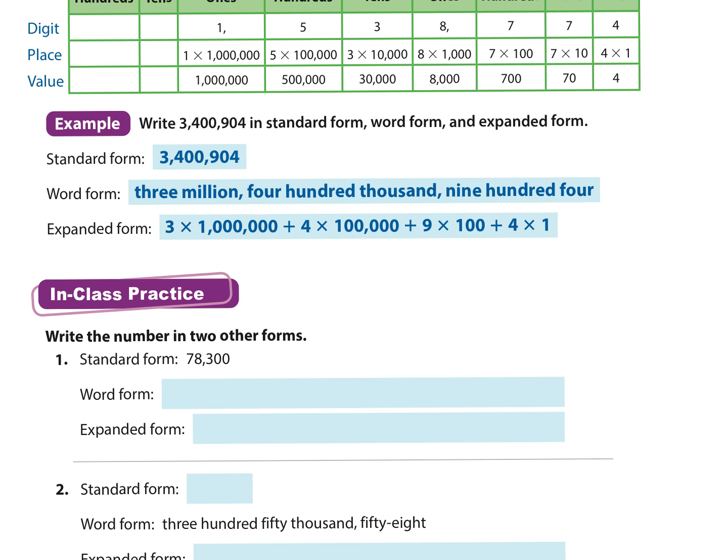Okay. Write the number in 2 other forms. All right, so I've got my basic number, standard form. How do I read that number? Somebody raise your hand and tell me. How would I say that number? Jeb? 78,300. Perfect. So we're going to just write it. We're going to write exactly what he just said. He said 78,000.